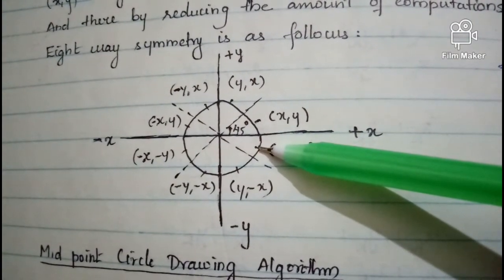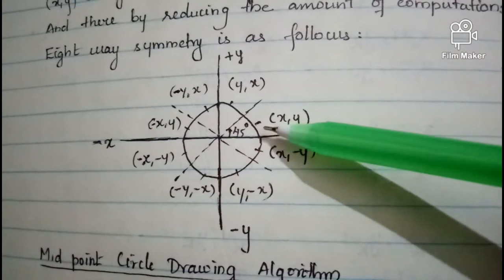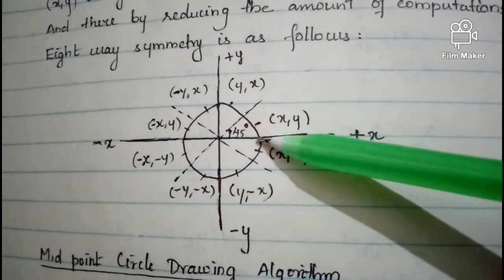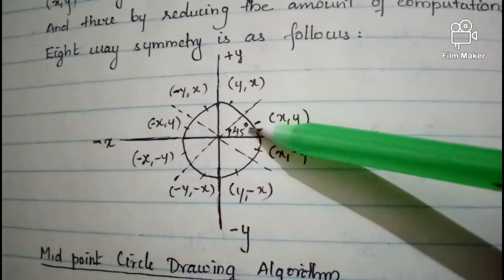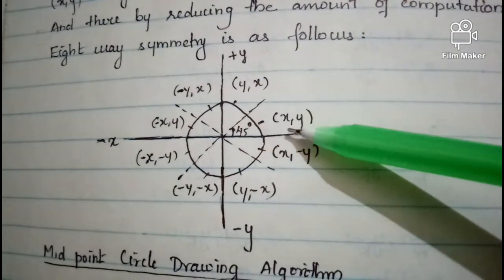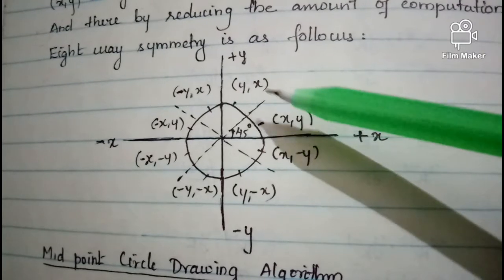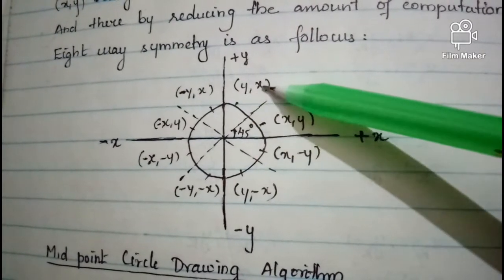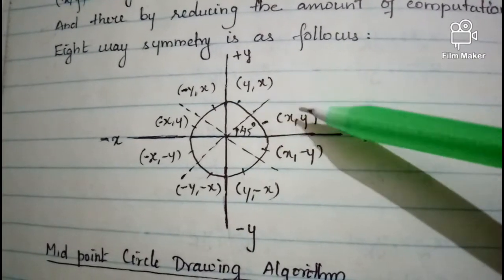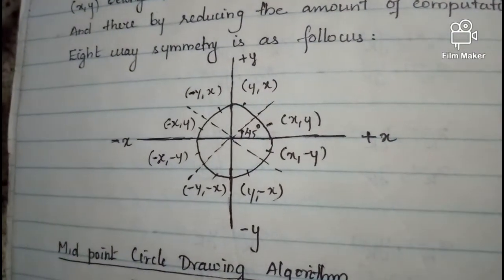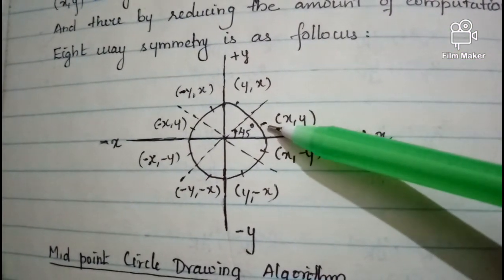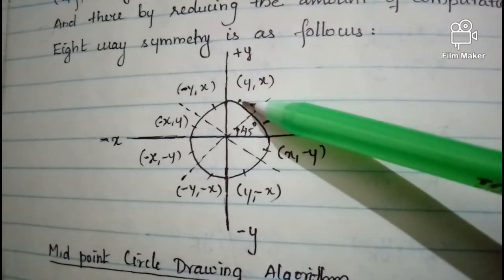Now 4 points are still left. Again, returning back to the first quadrant, this point is also known to us, xy. If the value of one octant is known, then the corresponding value in the other octant will be the reverse of the values. That means if this is xy, the corresponding point in this octant will be yx. That means we just have to reverse the values of x and y. X goes to the second parameter, y goes to the first parameter. Clear?